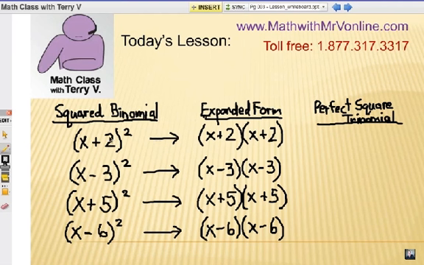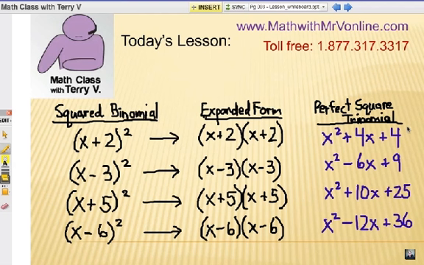Well, first of all, I have a list of examples and we just need some terminology here. If we're going to take a binomial, 2 terms here, and square it, that's called a squared binomial, of course. Now, if we write it out the long way, in an expanded form, it's x plus 2 quantity squared. There's 2 of them. Now, let's multiply that out using the FOIL method and create what's called a perfect square trinomial. This gives us x squared plus 4x plus 4.